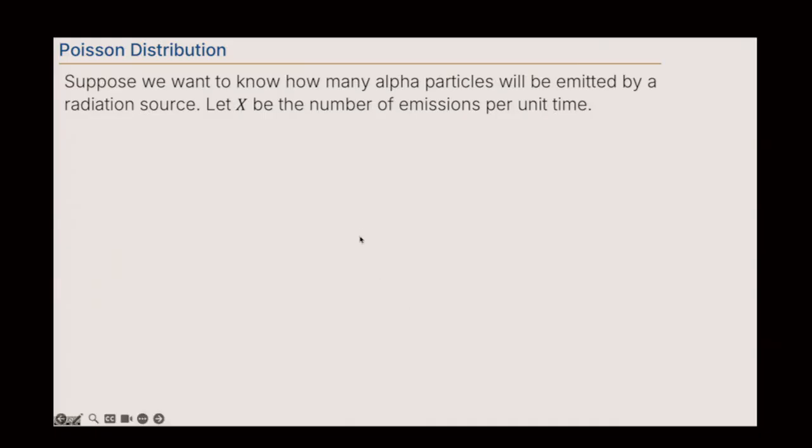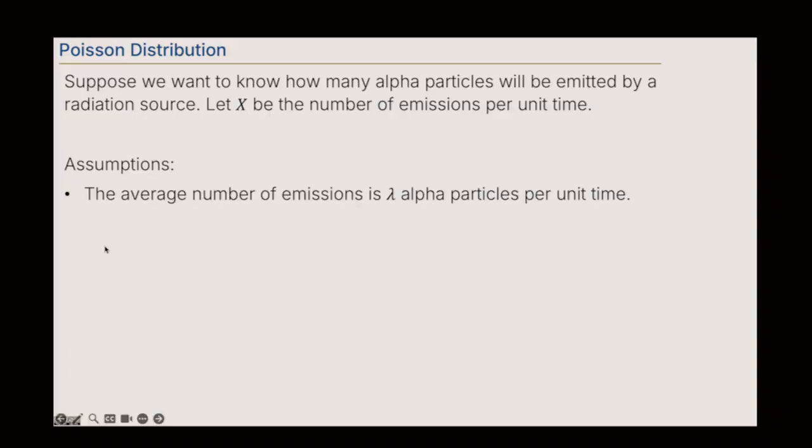Let's suppose we have some radiation source that is in quasi-steady state, meaning it's not radiating so fast that it's going to stop emitting soon. It's emitting at a steady rate, and X is the number of emissions per unit time. The Poisson distribution is what you would use in probability to say how many emissions you expect to see. The assumptions we make with a Poisson distribution are that the average number of emissions is, let's say, lambda alpha particles per unit time.